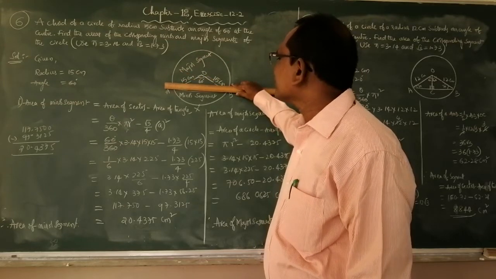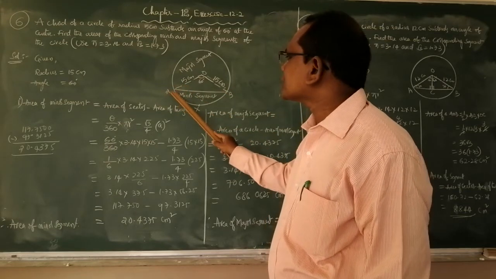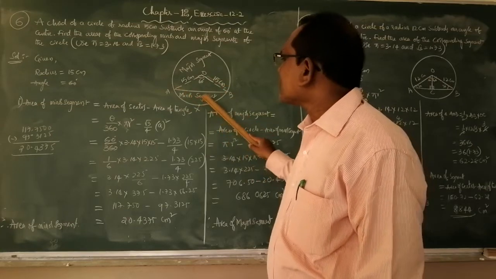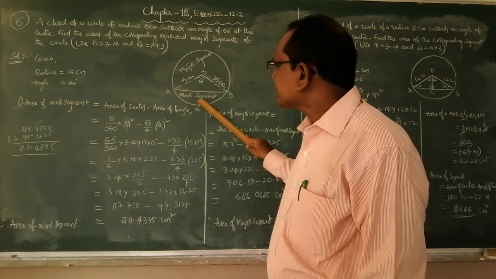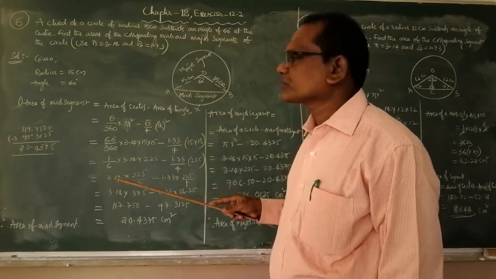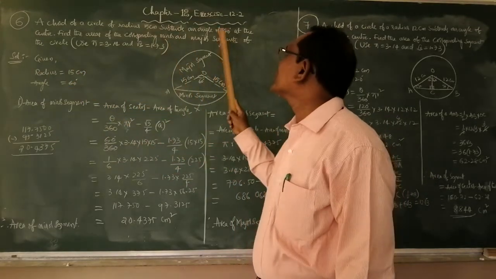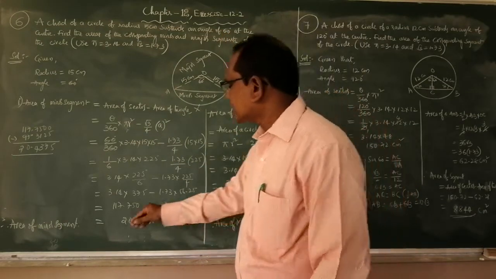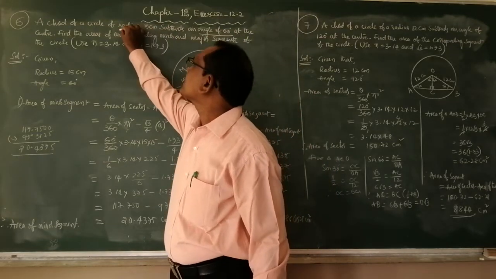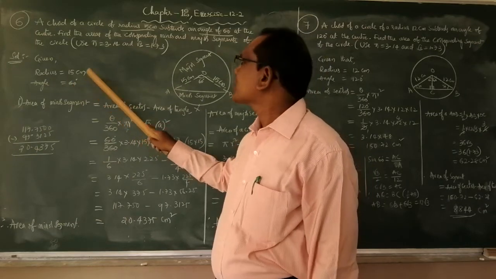So how can we find the minor segment? Minor segment means area of the sector. This is the complete sector, children, A, O, B. So the minor segment means area of sector minus area of triangle. Here the given radius is 15 centimeters and the angle is 60 degrees.